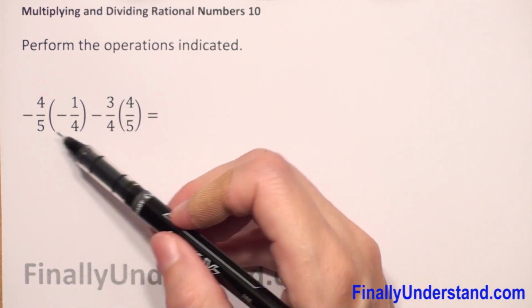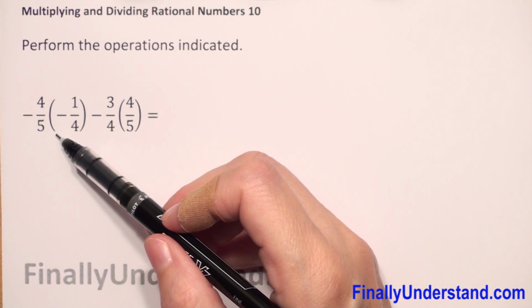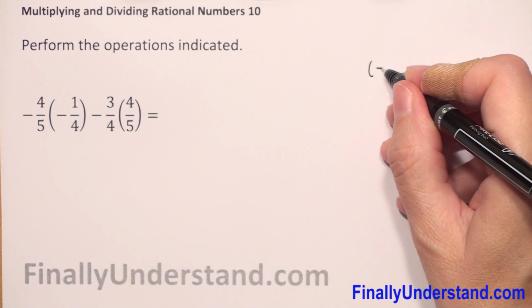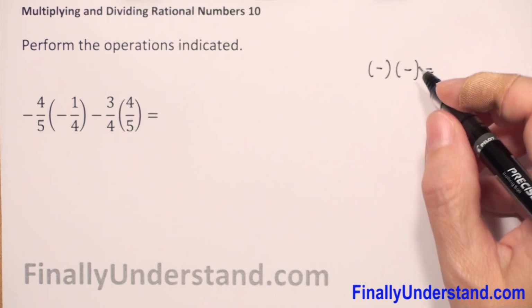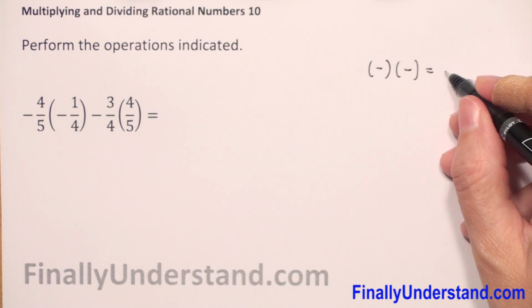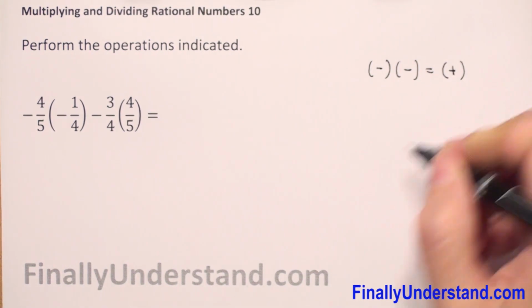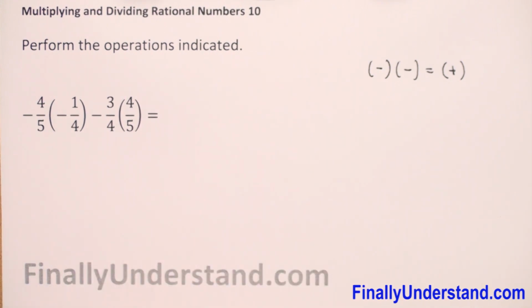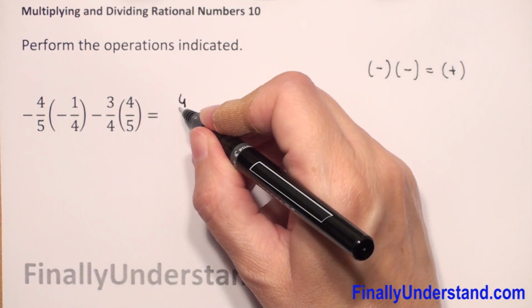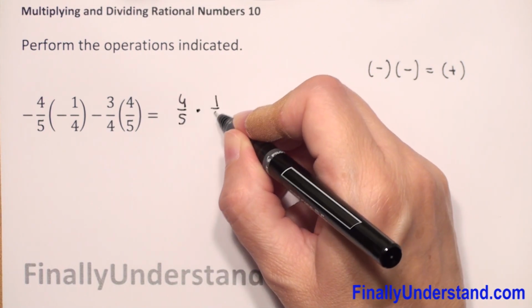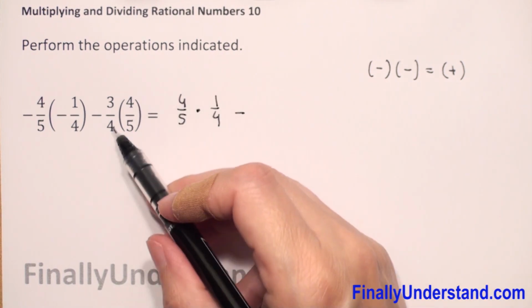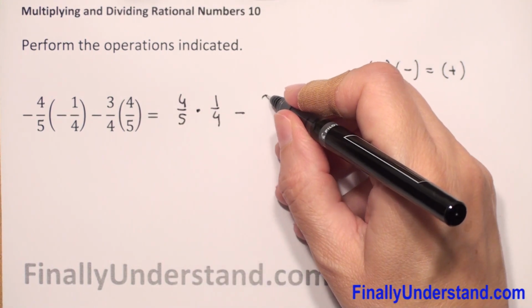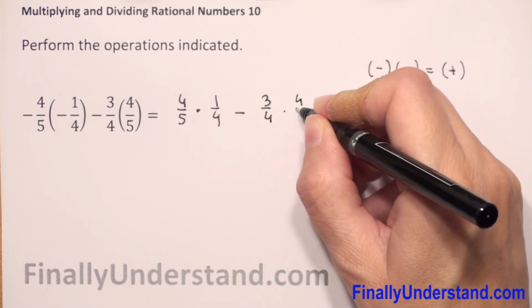So we will multiply these first two fractions. First we have a negative and a negative number. When we multiply a negative times a negative number, or we divide two negative numbers, we always get a positive answer. So negative times negative gives me positive. So we forget about the negative sign now. And we have 4 over 5 times 1 over 4 minus, and here we have two positive numbers to multiply. Let me rewrite this. We have 3 over 4 times 4 over 5.